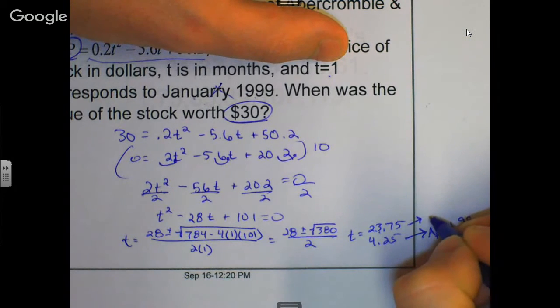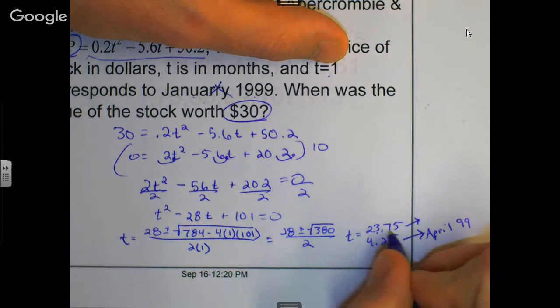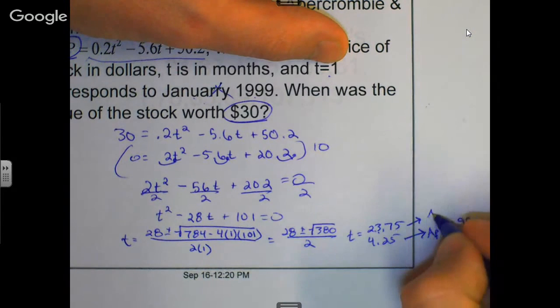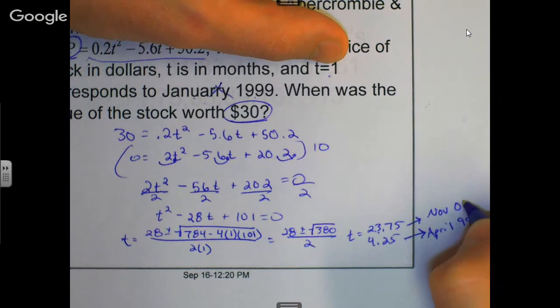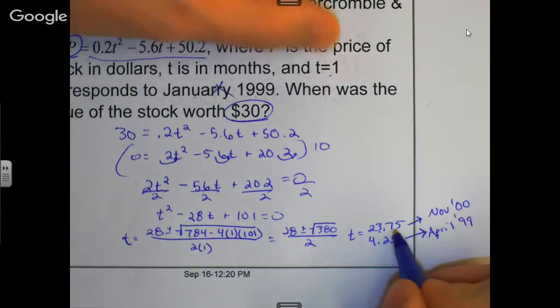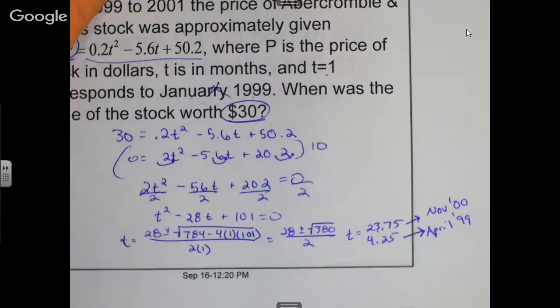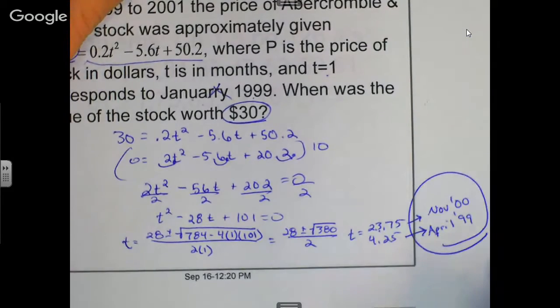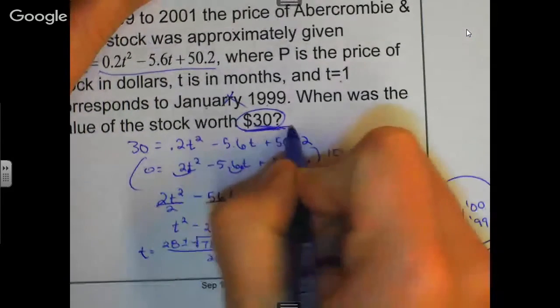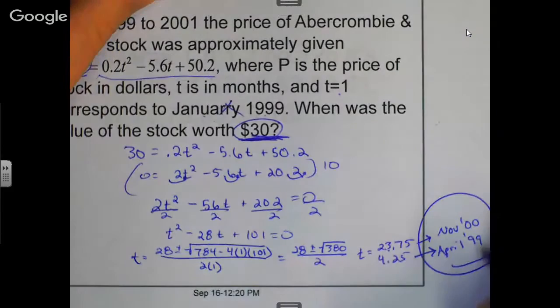23, if I go up, December of 99 is 12. December of 2000 is 24. The 24th month, so we're at the 23. So this is November of 2000. November of 2000, and it's 3/4 of the way through. So we're almost to December of 2000. That is when my stock reached this $30. Okay? Between these two, it was either higher or lower.